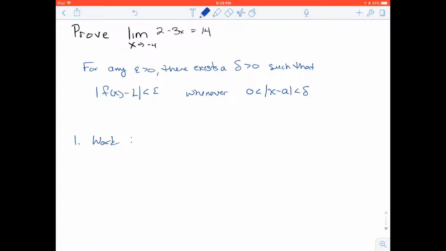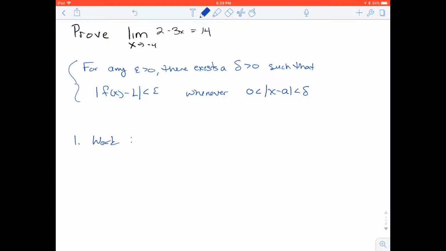Hello, in this video we'll learn how to use the epsilon delta definition of a limit to show that a limit converges. So here we want to show the limit as x approaches -4 of 2 minus 3x is equal to 14. And so we recall the definition of a limit.